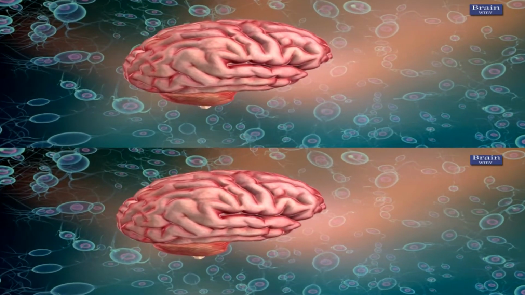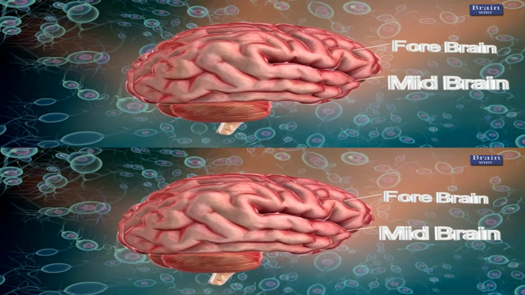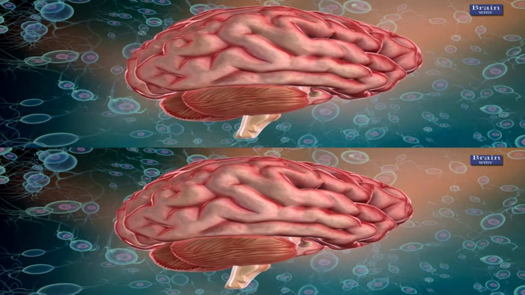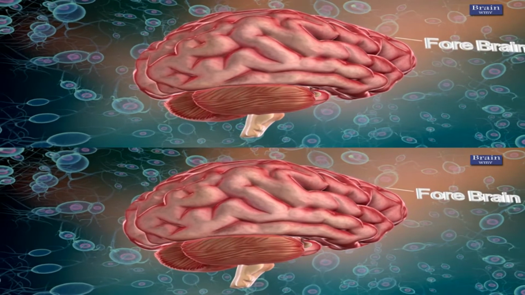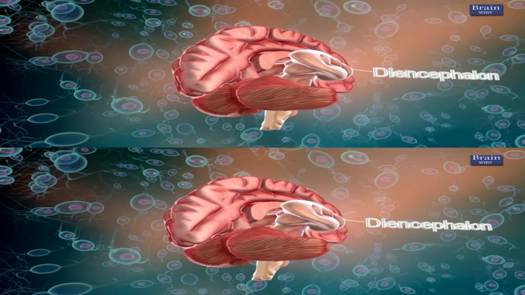The cranium and meninges protect the brain from injuries and shocks. The brain is divided into three parts: forebrain, midbrain, and hindbrain. The hindbrain continues as the spinal cord. Forebrain is the largest part of the brain. It consists of the cerebrum and the diencephalon. The cerebrum forms most of the forebrain.